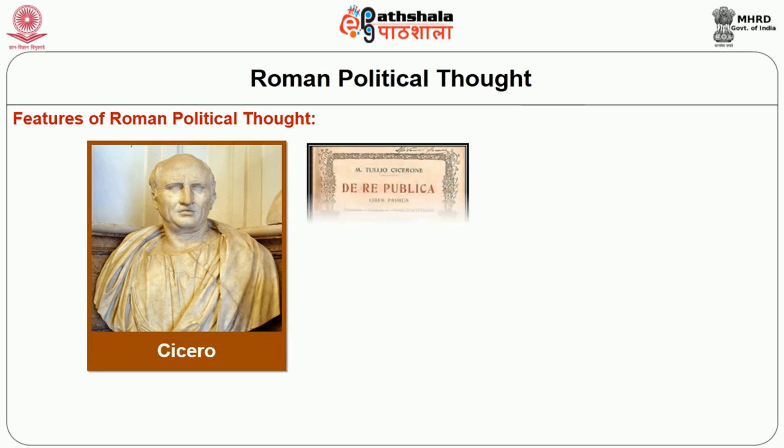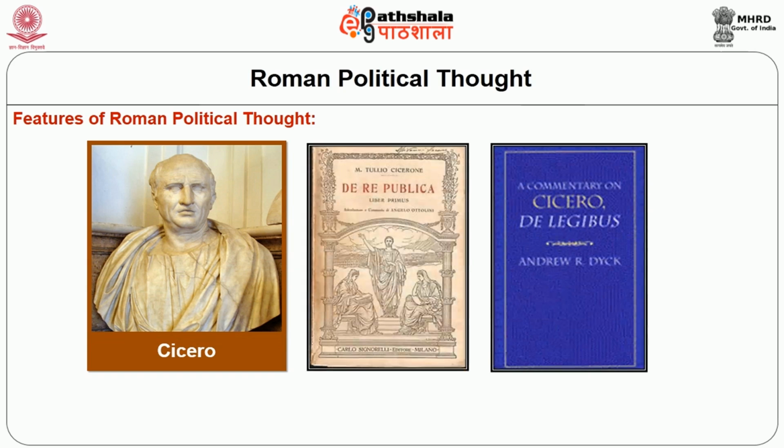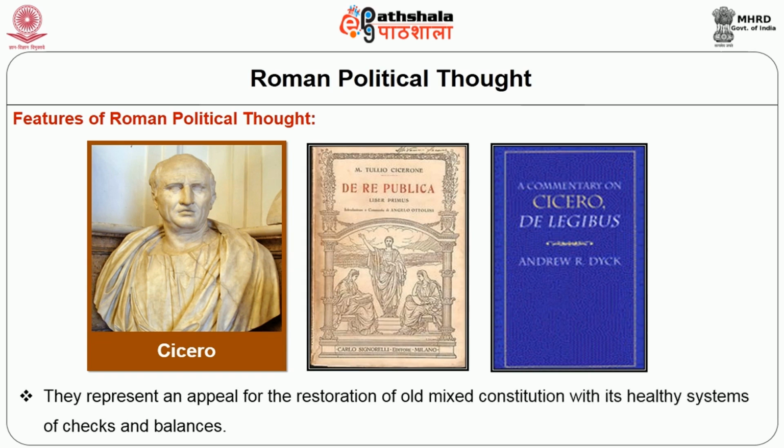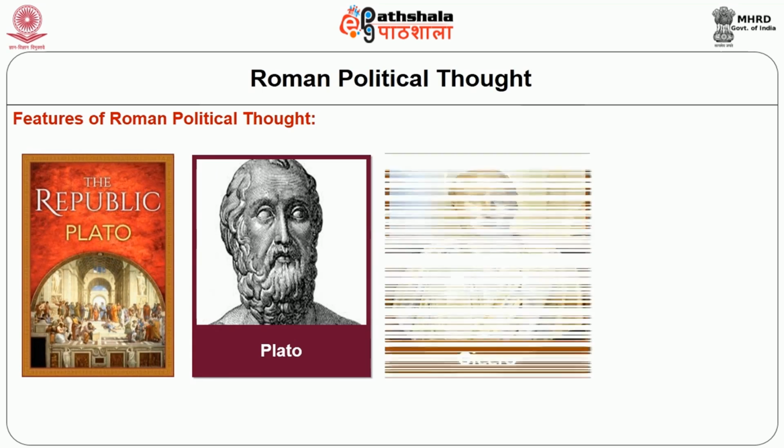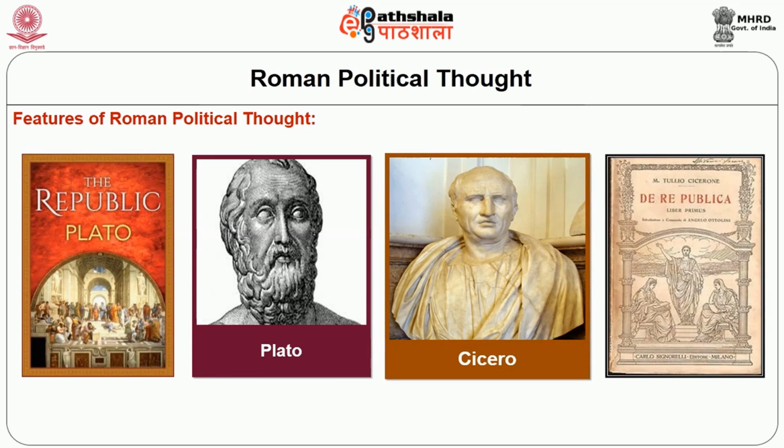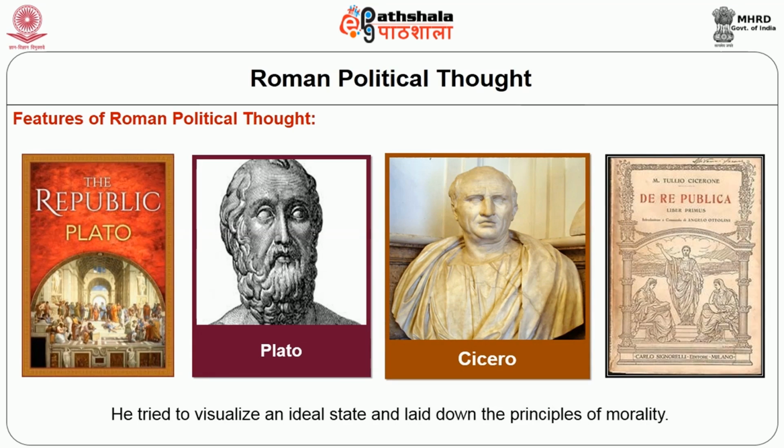His books, De Republica and De Legibus, represent an appeal for the restoration of the old mixed constitution with its healthy systems of checks and balances. Like the Republic of Plato, Cicero's De Republica is in the form of a dialogue. Again, like Plato, Cicero tried to visualize an ideal state and laid down the principles of morality.